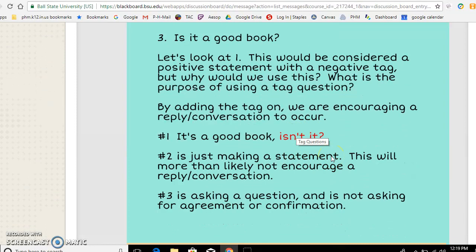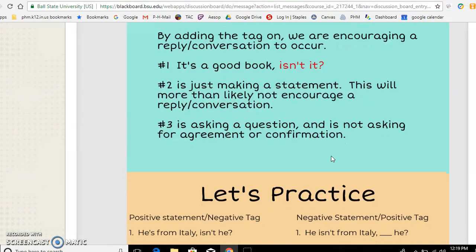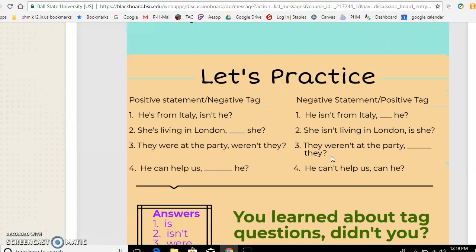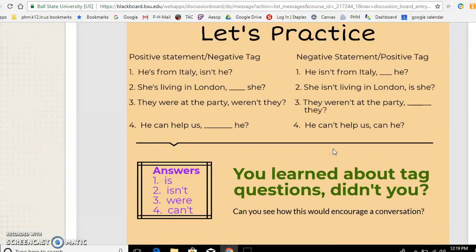In your practice section, I like the idea of filling in the blanks, but I think maybe instead of labeling the top positive statements, negative tags, and negative statements, positive tags, you should just let the reader, considering they're supposed to be teachers, figure that out on their own. Instead of knowing whether it's supposed to be negative or positive, they just have to figure that out. I think that would be something you could do to improve that.